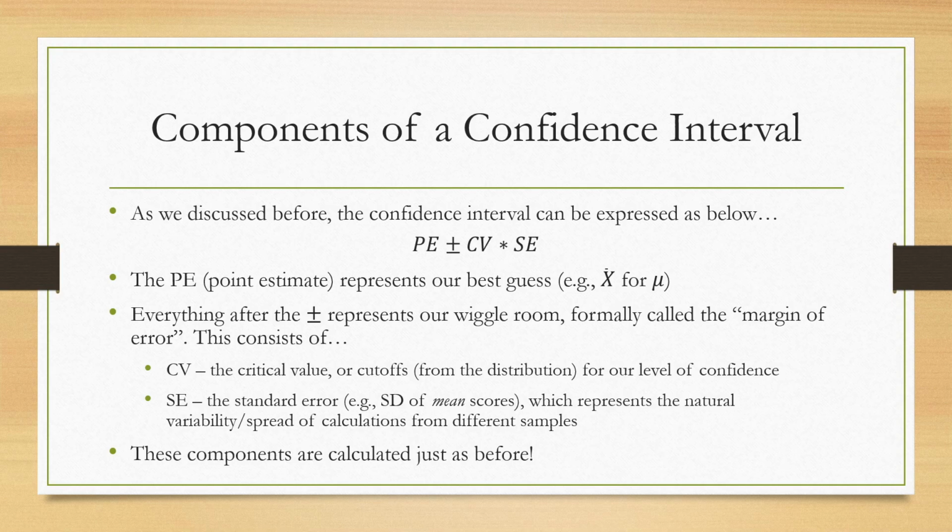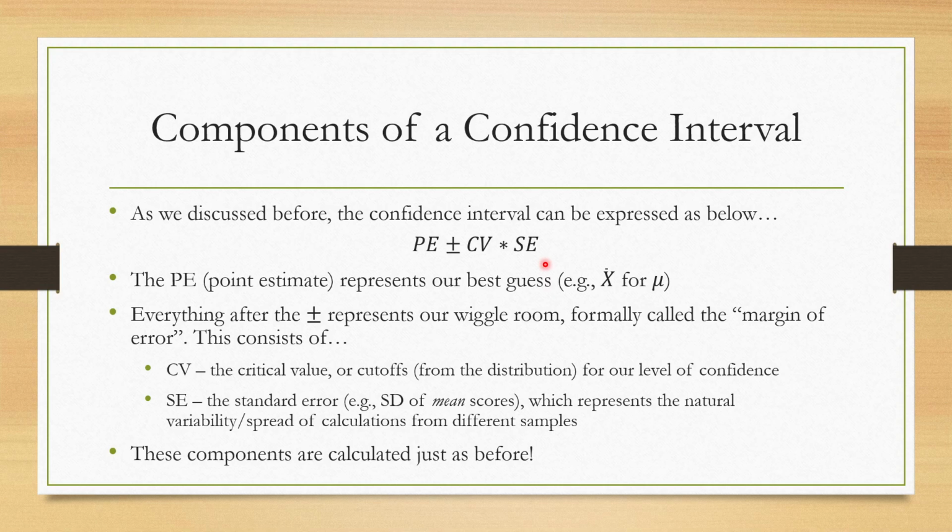Now, all of these components are the same as what we had before. We've already looked at point estimates, that's X bar. We've already looked at the critical values. We've already looked at the standard errors. All of this is exactly the same as before. The only thing we're doing is combining it in this interval, this reasonable range for the mean.